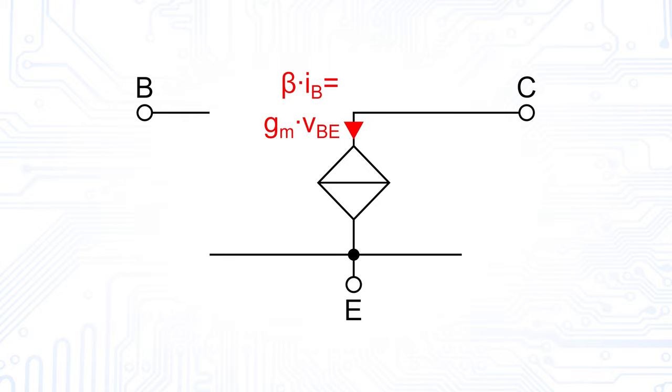Since we can control the current IC either via the current IB or the voltage VBE, the first part of the small signal equivalent circuit must be either a current or voltage controlled current source, depending on the parameter that controls our current IC. Now let's have a look at the input characteristic of our bipolar transistor.